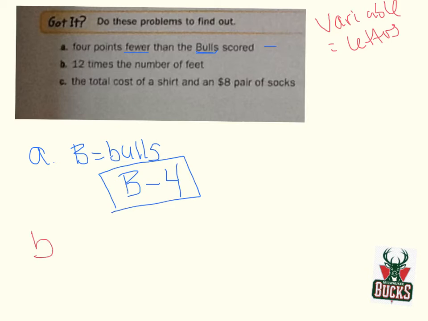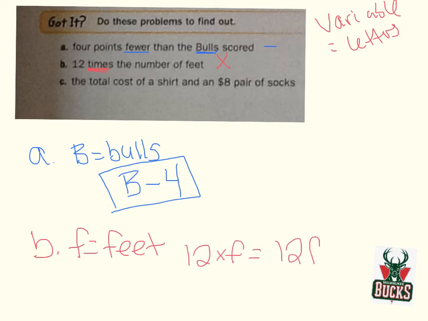So let's look at letter B. I have 12 times, being my word, the number of feet. Well, I'm going to probably use F for feet. 12 times, remember times means multiplication. So I have 12 times my feet, or remember the new way we learned is 12F. That means 12 times F.